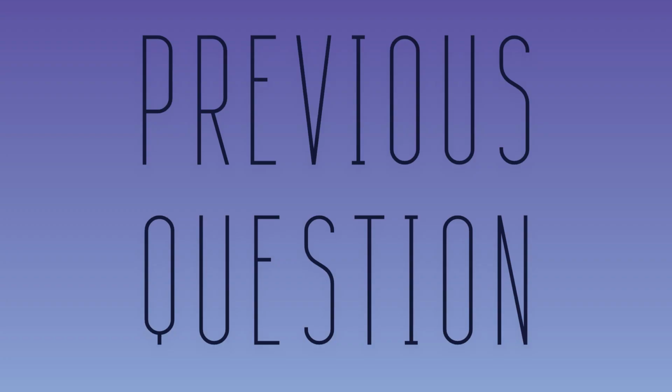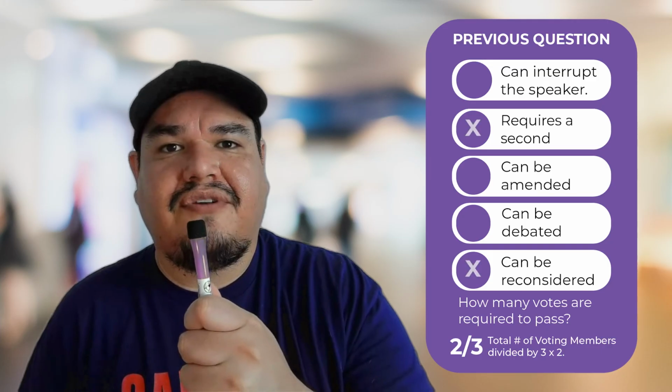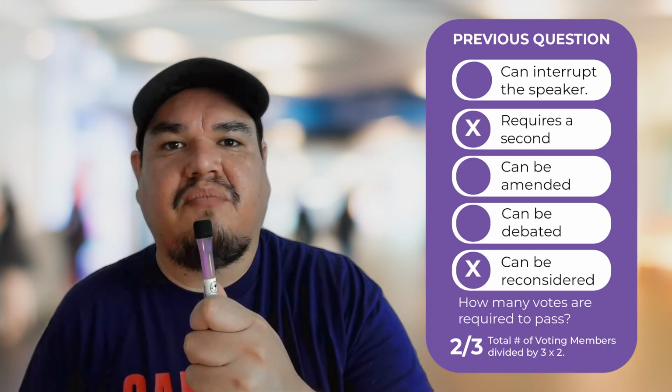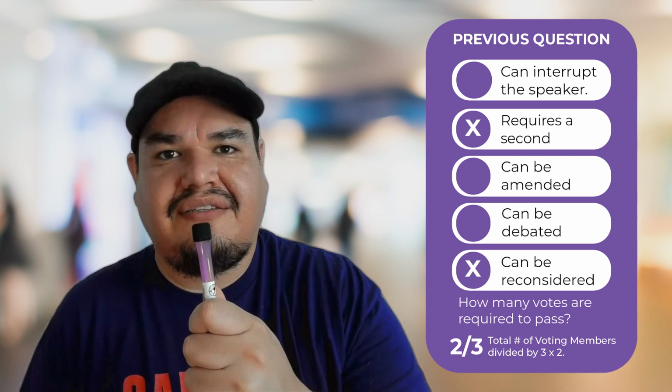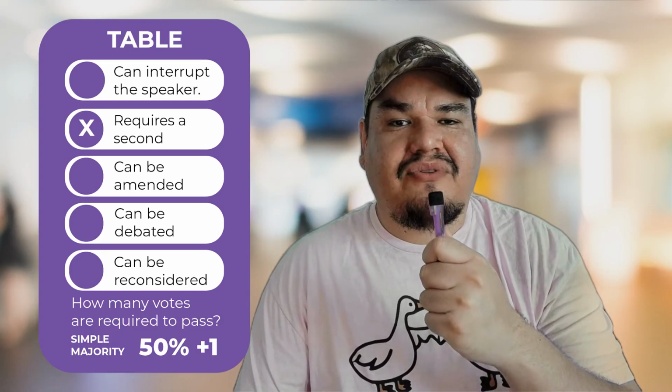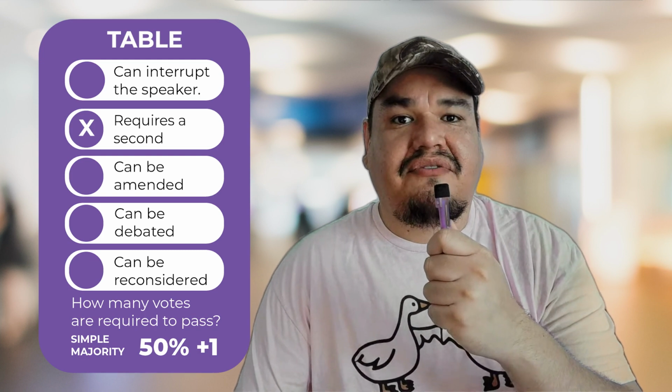Previous question, to stop debating and vote on a motion. I call for the previous question to cease debate and move to the vote on no meat on Fridays. Table, to postpone deciding on a motion until a later time. I move to table the motion on no meat on Fridays until our next meeting.